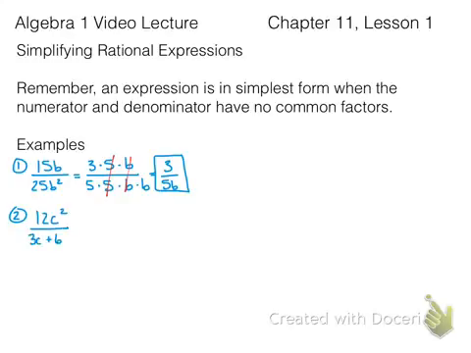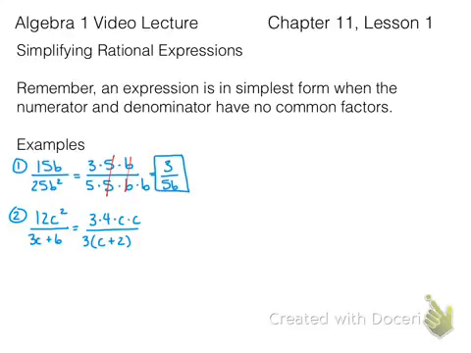We have 12c squared over 3c plus 6. So the moment that you have an addition or subtraction problem, basically you have a polynomial, right? You're going to have to do some factoring, figure out what you can pull out so that you can simplify the rational expression. Alright, so I can write 12c squared as 3 times 4 times c squared. And I can pull a 3 out of 3c plus 6. So if I pull a 3 out of 3c plus 6, I'm left with 3 times the quantity c plus 2. And you could also check that by distributing the 3 to the c and the 2, and you get the original problem.